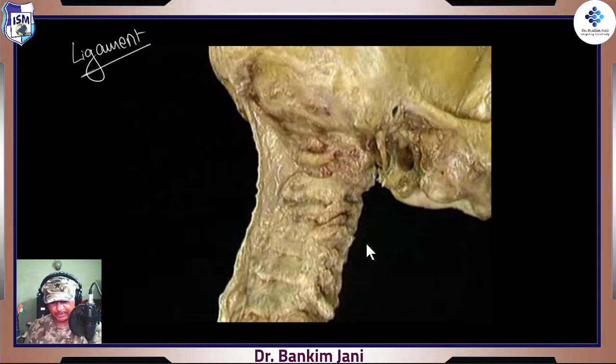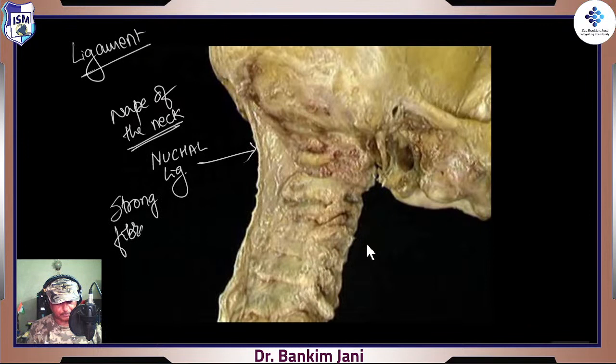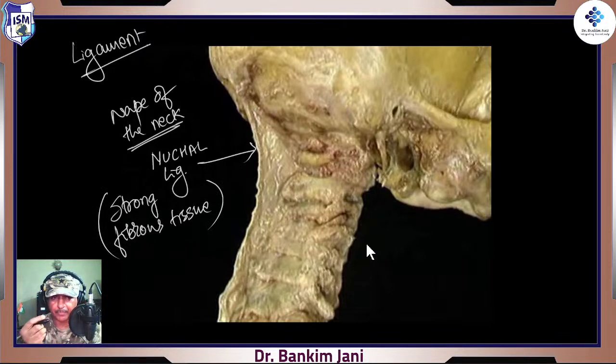The first important ligament is on the back side, which is called the nape of the neck, or the back side of the neck, or the nuchal area. Right? This is what is called the nuchal ligament. This one. This is a very strong fibrous tissue.